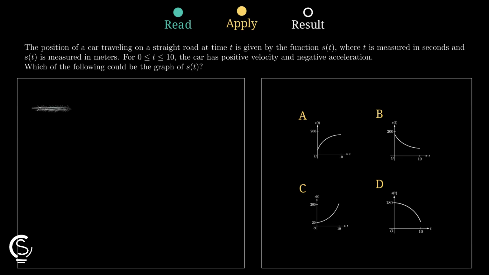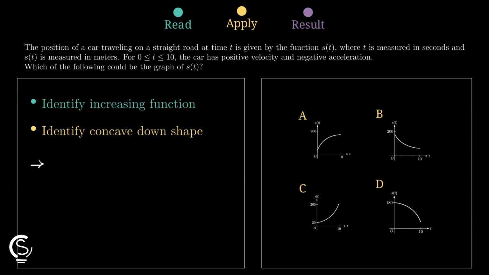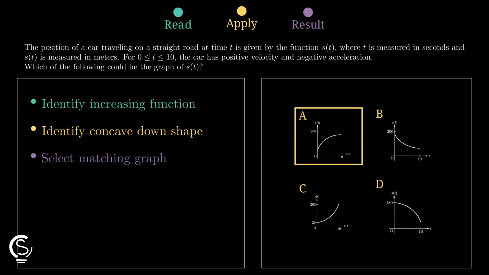Next, we check the acceleration. Negative acceleration means the second derivative is negative, so the graph must be concave down. Look for a curve that bends like a frowning face here. Combining these facts, we need an increasing concave down graph. Only one option fits the shape, making option A our winner.